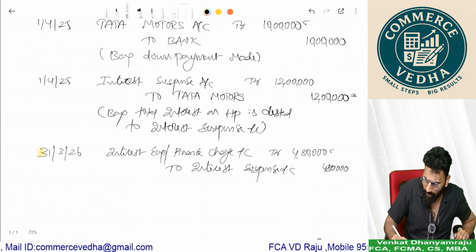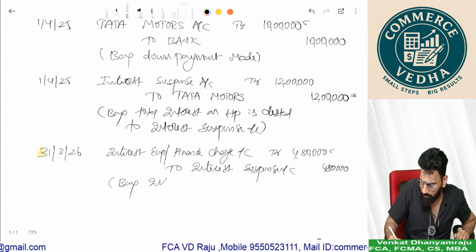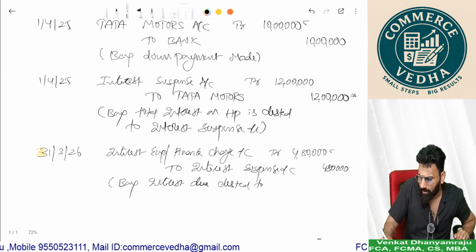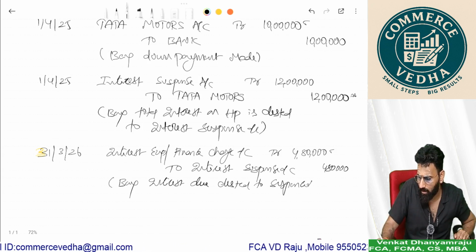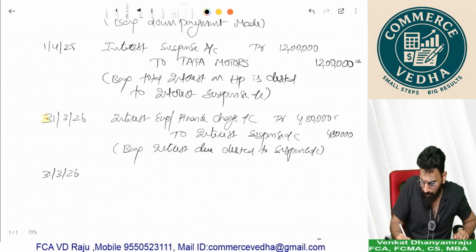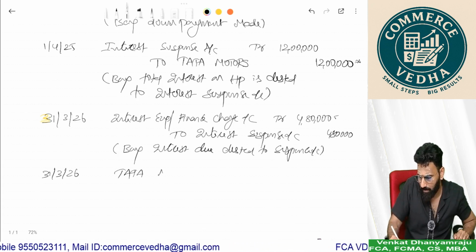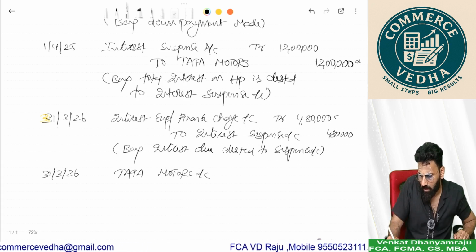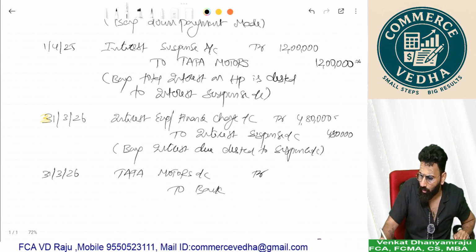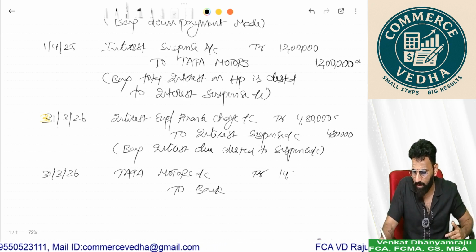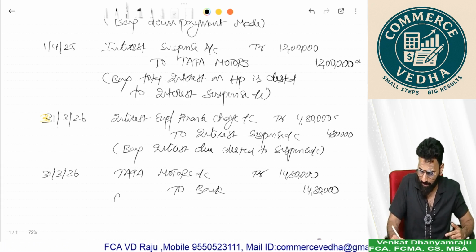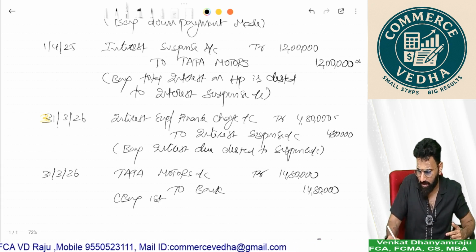Interest suspense cancel because first year interest already accounted for 480. So we'll write here being interest due debited to suspense account. Now, immediately what I'll do on the same day, I'll make the payment. Tata Motors account debit to bank, which is 480 plus 1000, 1480, being first installment paid.